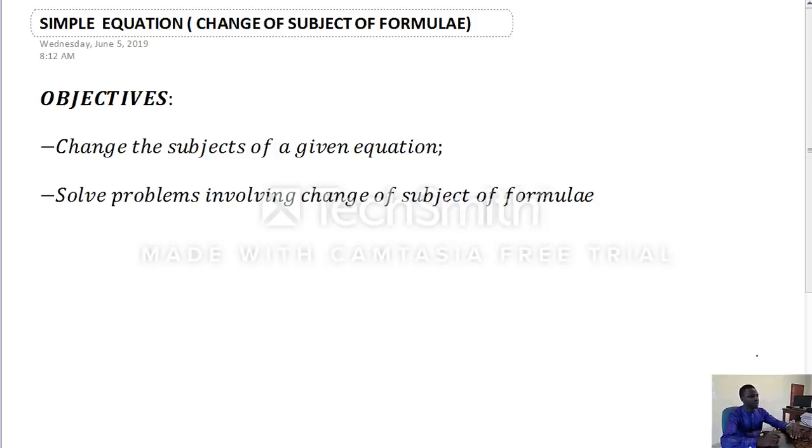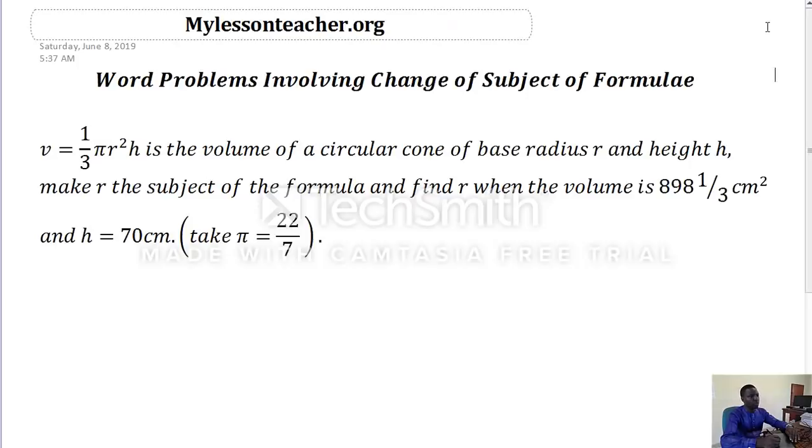Today's class is a continuation of our previous classes on simple equations, where we looked at change of subject of formulas. In our previous class, we dealt precisely with the change of subject of a given equation. In today's class, we'll continue with the second objective, which says: solve problems involving change of subject of formula. So we are going to continue with word problems involving change of subject of formula.